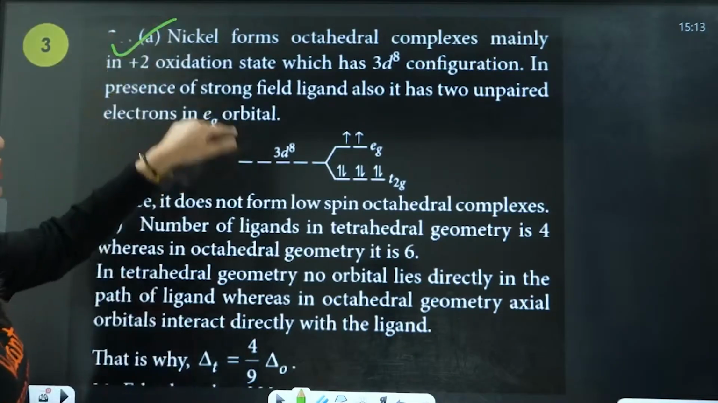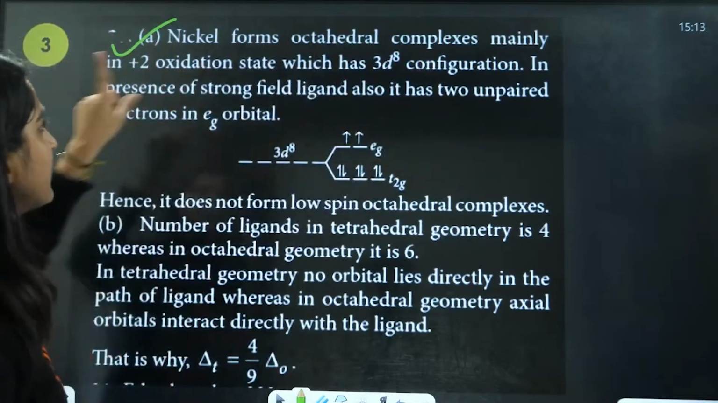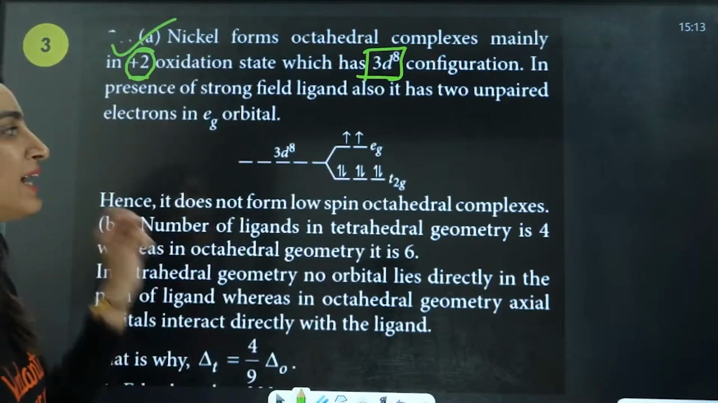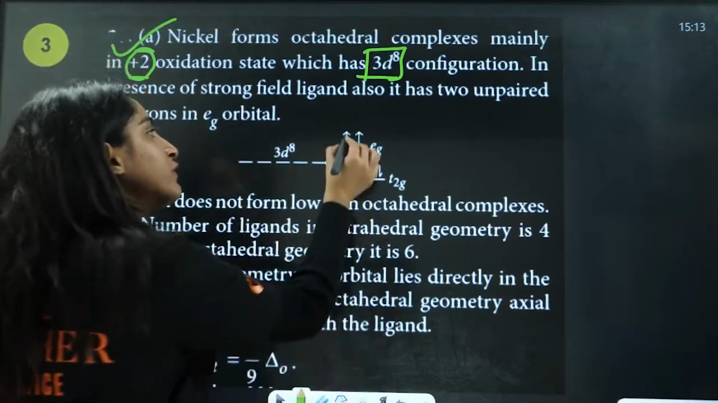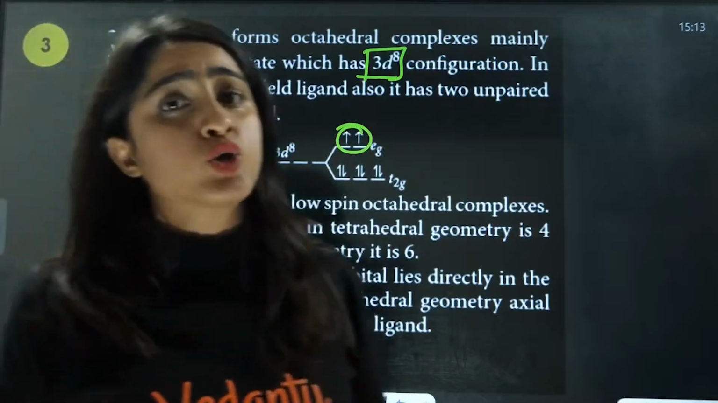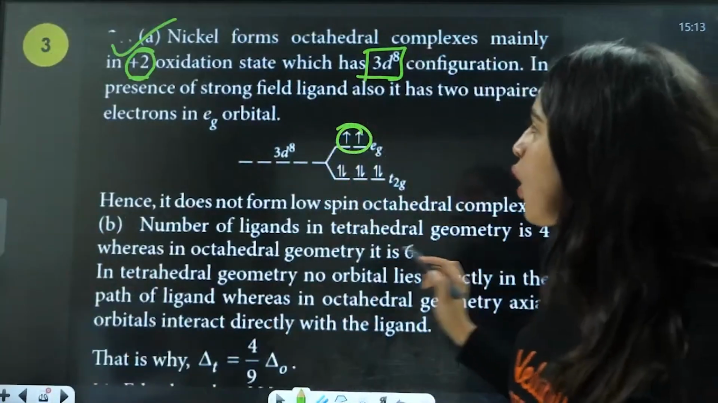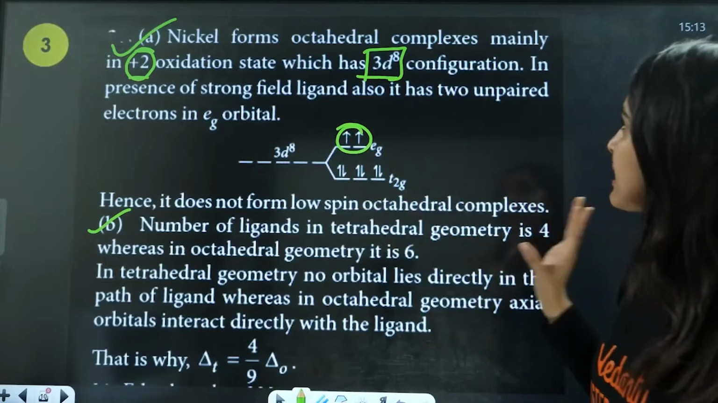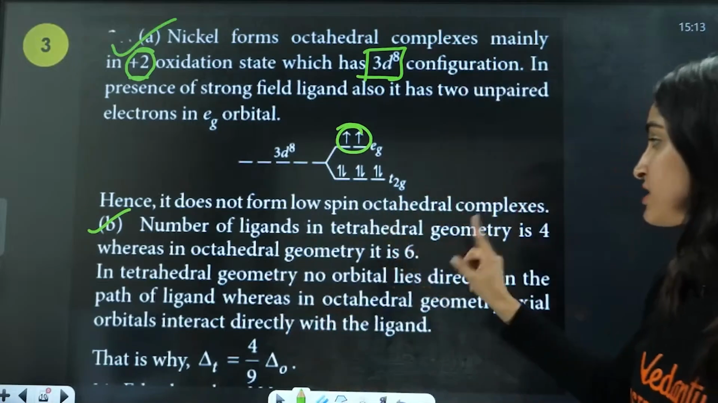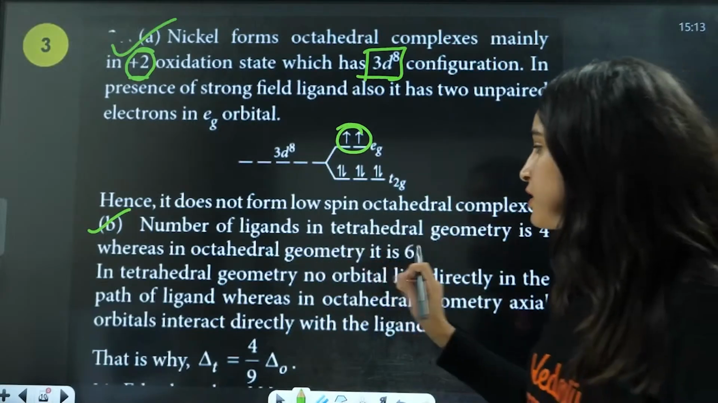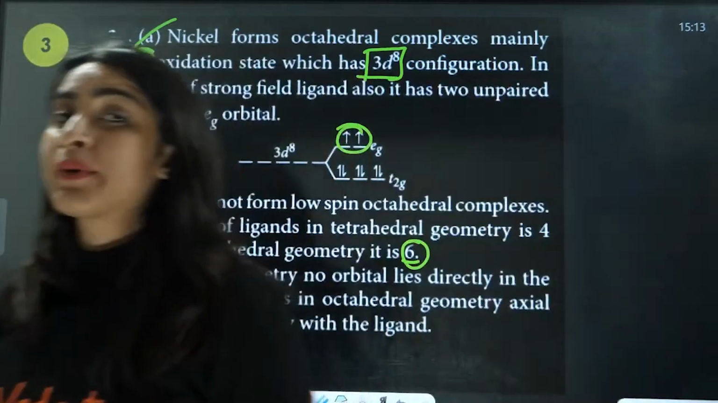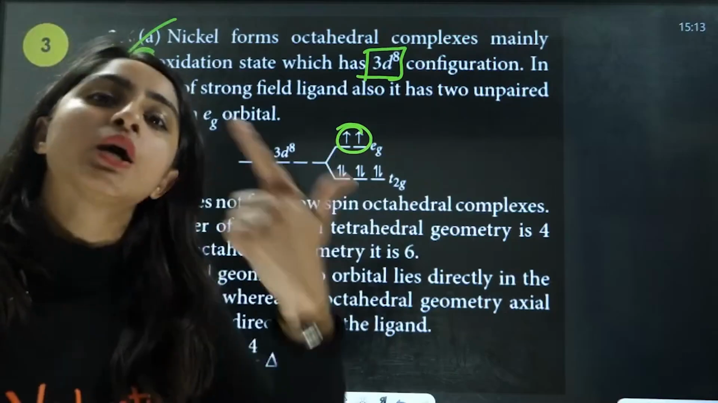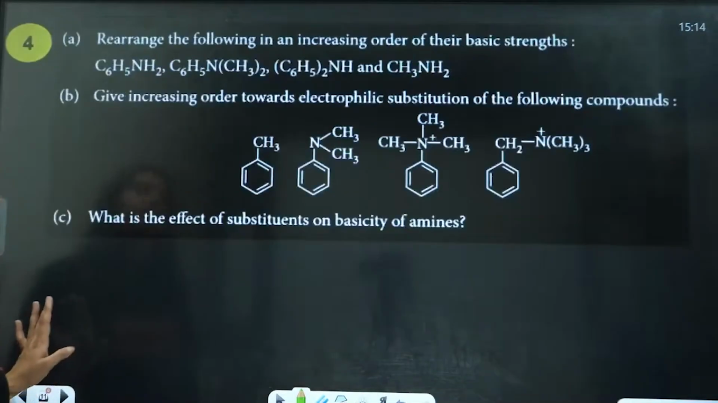So we have done this one also, that nickel always forms octahedral complexes mainly in the +2 oxidation state, which will have 3d8 configuration, and here it will always have 2 unpaired electrons, even in low spin as well as high spin complexes, right? That is why it does not form low spin octahedral complexes. Now next thing is, the number of ligands in tetrahedral geometry is 4, whereas in octahedral complexes ligand number is 6, and because of more ligands there will be more splitting. More ligands, more symmetry, more splitting, right? Understood?